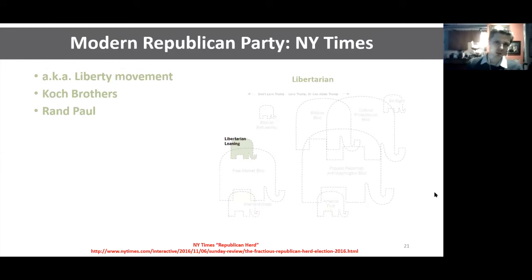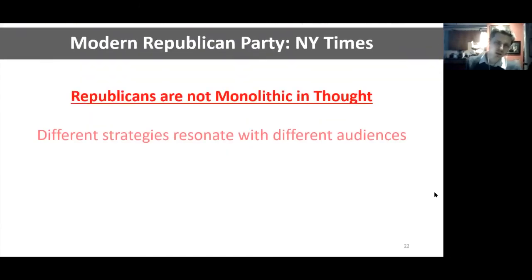And finally, the libertarian-leaning group, also known as the Liberty Movement. You might hear of Liberty clubs around the country. And the Koch brothers and Rand Paul are sort of some of the figureheads for this group. Honestly, I would have thought this group is a little bit bigger than it's shown here, but anyway, that's some perspective. So the point of sharing all this is, there's no test on this.